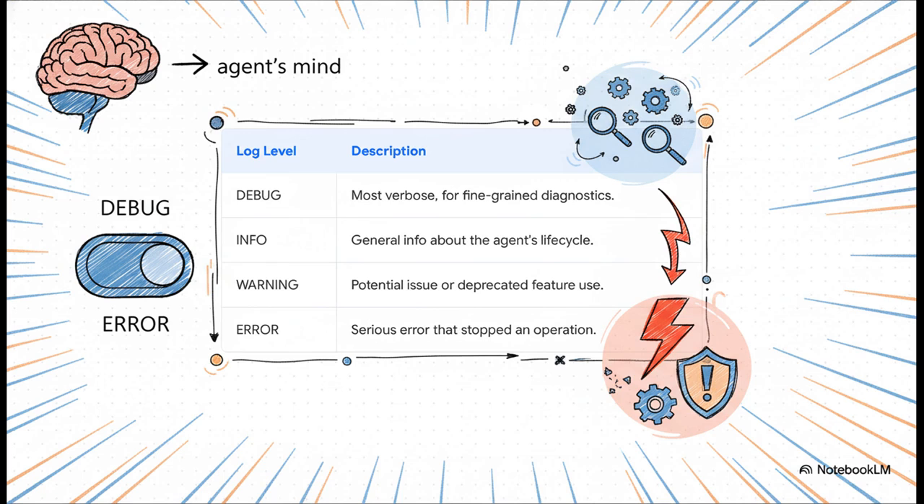One of the best tools for this is the ADK's built-in logging. This gives you really fine-grained control, kind of like the focus knob on a microscope. You can zoom way out to just see the major stuff, like errors, or you can crank it all the way in to the debug level and see literally everything that's going on inside your agent's head.